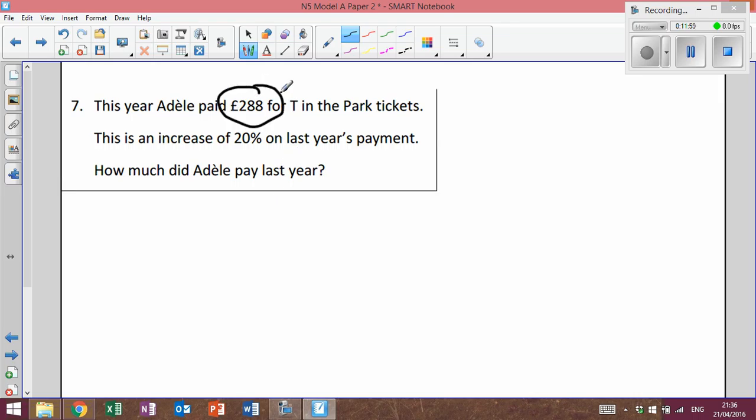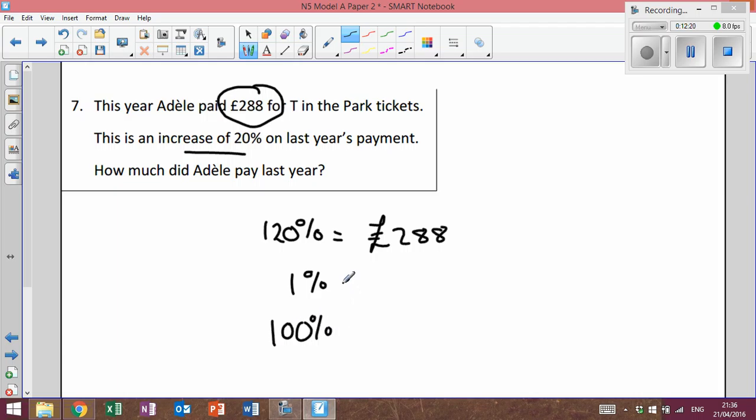So this 288 here, that isn't 100%, that is 120%, because we've increased it by 20% to get to there. So that 120% is 288, and what we need to do is go down to come back up to what we started at. Now if it's a non-calculator paper you don't want to go down to 1, you want to go down to something nicer, maybe 10%, because it will be nicer sums. But either way, because we get the calculator, let's just do down to 1 by dividing by 120, and then times by 100 to get 100%.